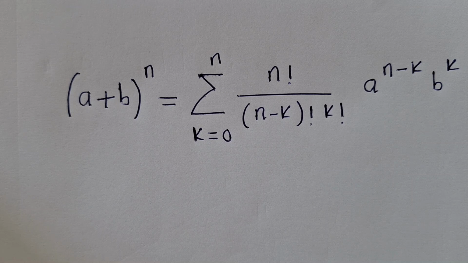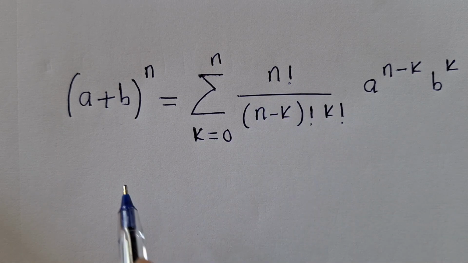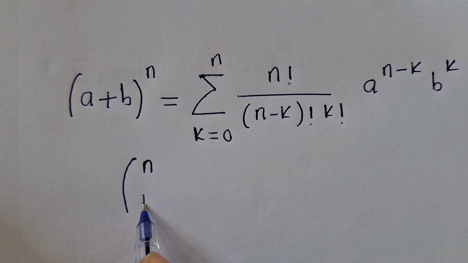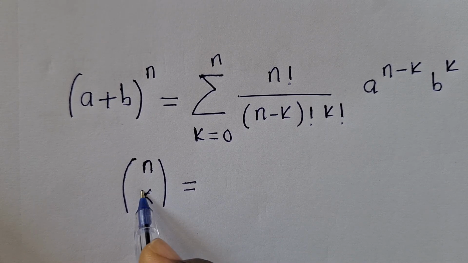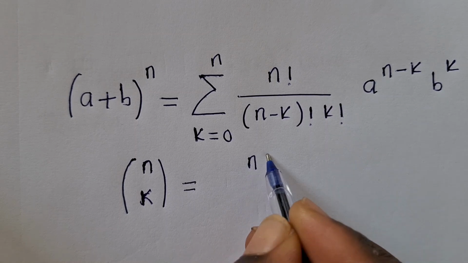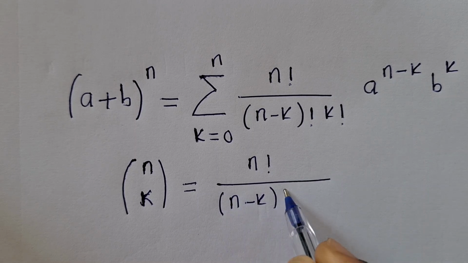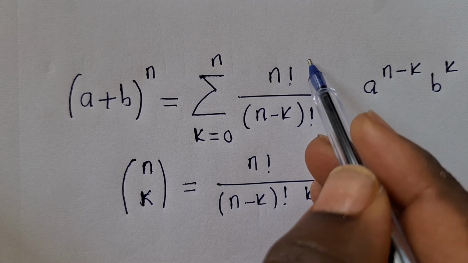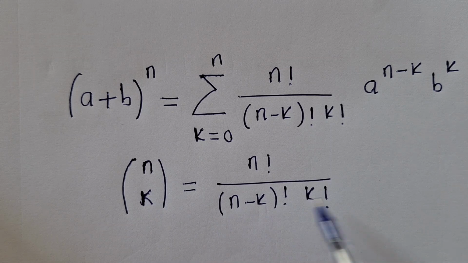What it says here is that you first need to write this part of the formula, which is the same as n choose k, equal to n factorial over (n minus k) factorial and k factorial. So just this part is the same as n choose k, and this is how we write it.